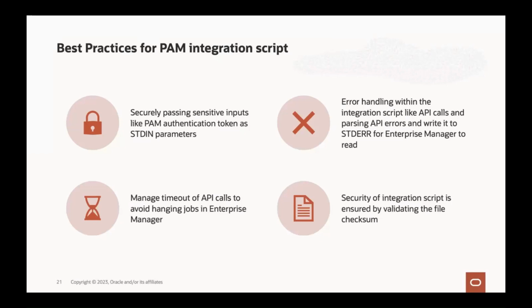Any errors should be returned to the standard error terminal for Enterprise Manager to read. PAM API calls should be managed with appropriate timeouts to avoid hanging jobs in Enterprise Manager. And on top of that, security of the integration script is ensured by validating the file checksum within Enterprise Manager.